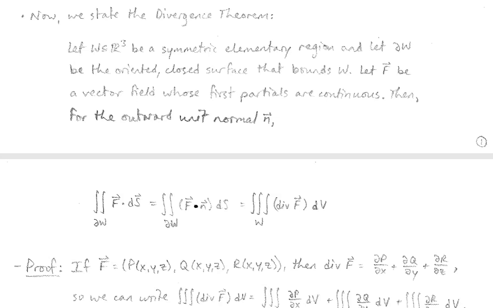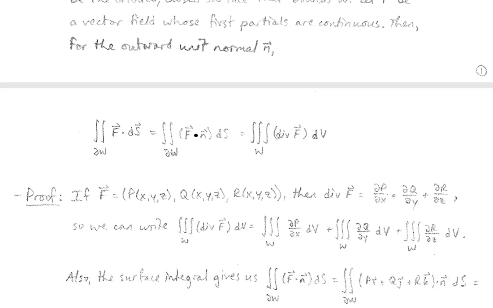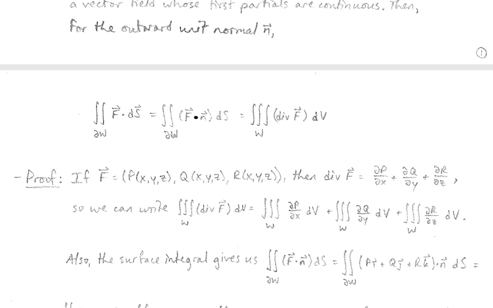Next, we're going to go into the actual proof of it. And as I said before, you should be able to follow along with what's going on here. Not necessarily something you have to spit back out at me, but you should be able to understand what's going on here. So we have our vector field, capital F hat, P, Q, and R, each of these functions of x, y, and z. The divergence of this vector field, pretty straightforward, P sub x plus Q sub y plus R sub z.